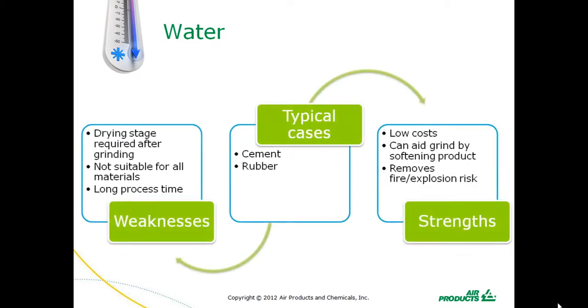Often water-cooled mills are used in cement production or rubber grinding. The water cooling option gives a low-cost cooling and can often help grinding tough materials by softening them prior to grinding. However, water cooling is not suitable for all materials and can require a second stage to dry the material.